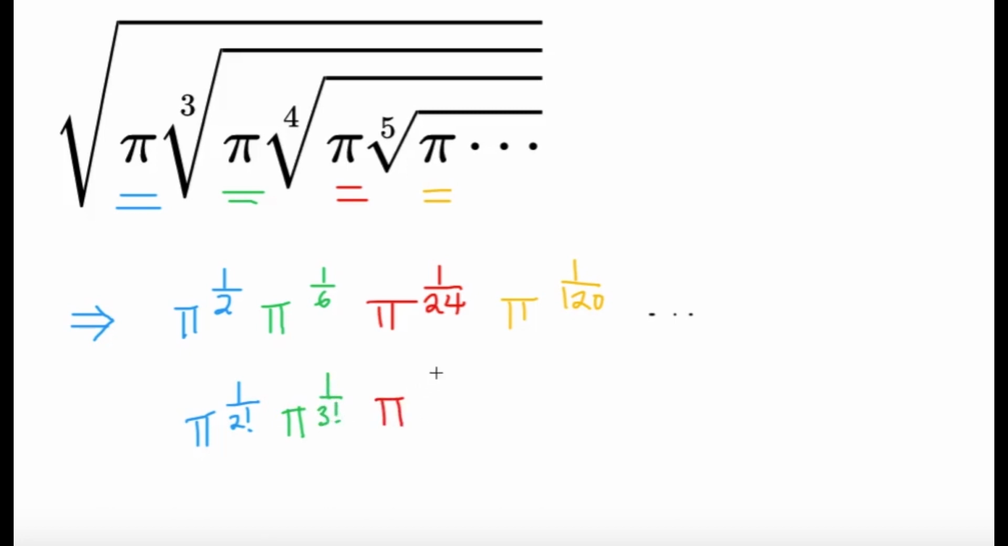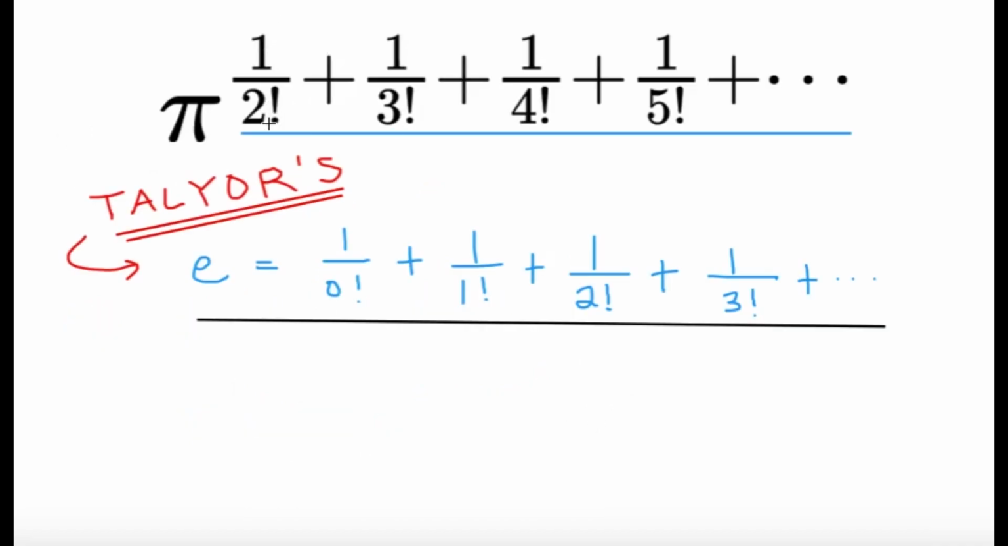And this is going to be actually useful because after we have these 4, I can write it as pi raised to 1/2 factorial times pi raised to 1/3 factorial, and so on. Take note, this pattern will continue. Since we have the same base of pi, I can simply take the exponents and add them. So it's going to be pi raised to 1/2 factorial plus 1/3 factorial, and so on.